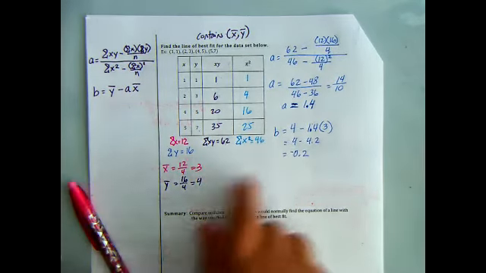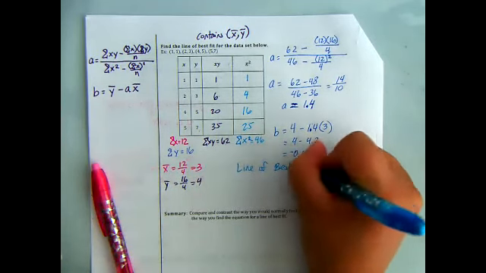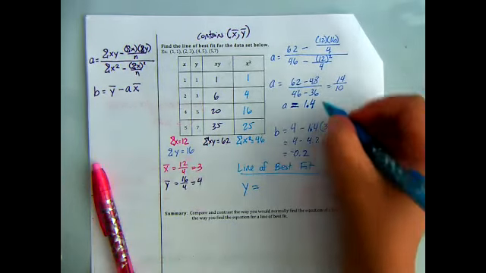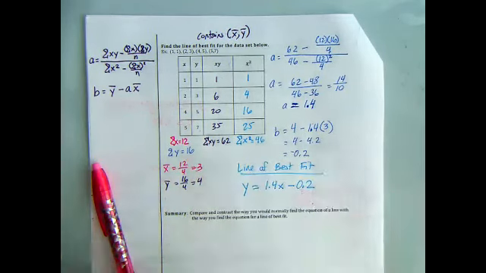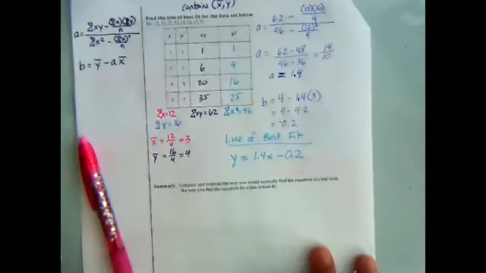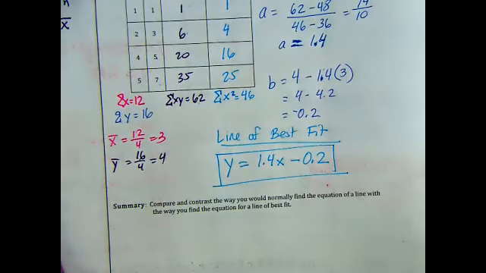So your line of best fit is Y is equal to AX, so A is 1.4 times X, plus your B, which is just a minus 0.2. So it's just a matter of going through the process. It is literally just a matter of going through the process.